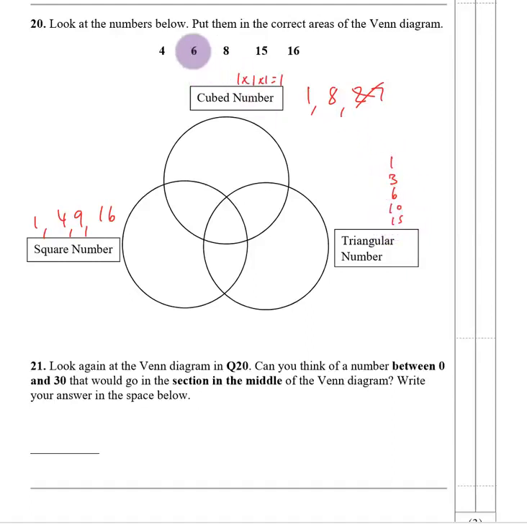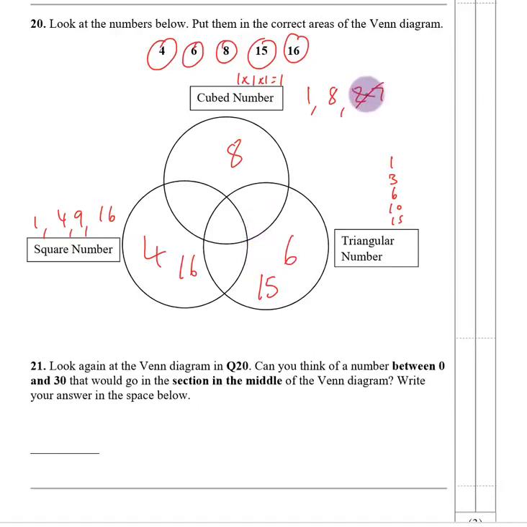Now it's going to be super easy. So I'm looking at the number 4. I can see it's a square number, and it is nothing else. So it just goes in square numbers. Then I'll go with number 6. I can see it's just a triangular number and nothing else. Number 8, just a cube number. And then 15, it's a triangular number and it is nothing else, so it'll pop in with triangular numbers. And finally 16, it is just a square number.